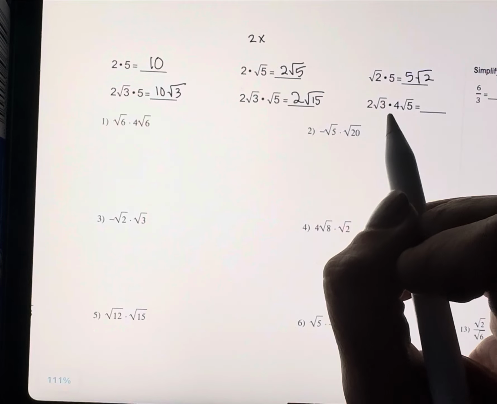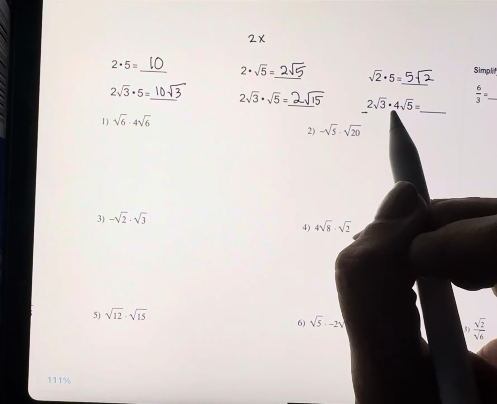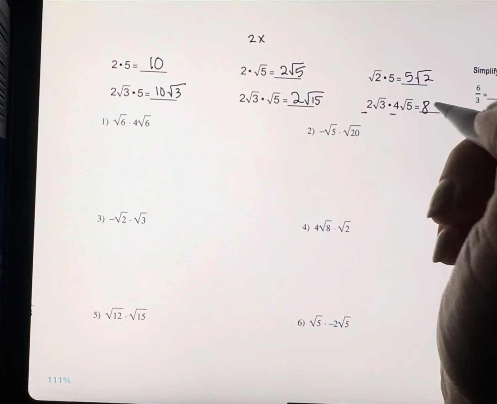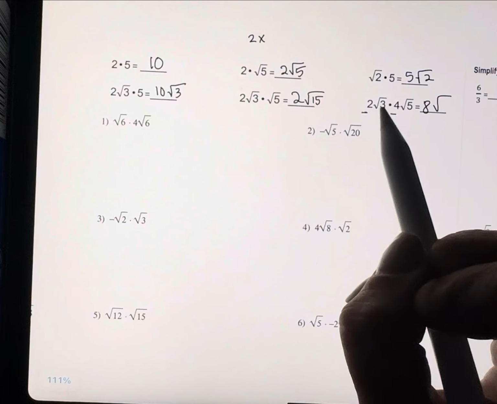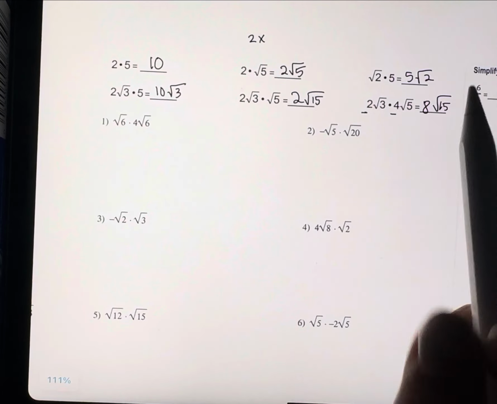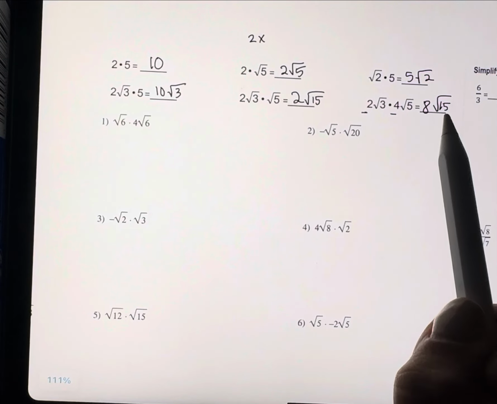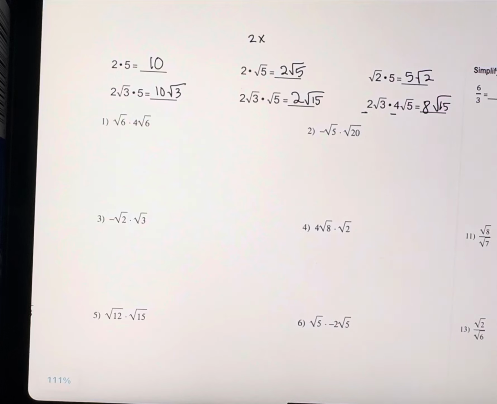And now here we are. Whole everything together. The numbers in the front can multiply. 2 times 4 is 8. And then the radicals can multiply. 3 times 5 is 15. We do want to make sure when we multiply radicals that we can't reduce what we get. But in this case, 15 is just 3 times 5. I'm not going to have any pairs, so I'm not worried about reducing.